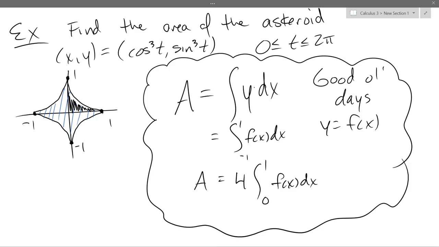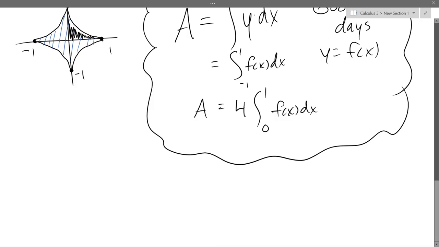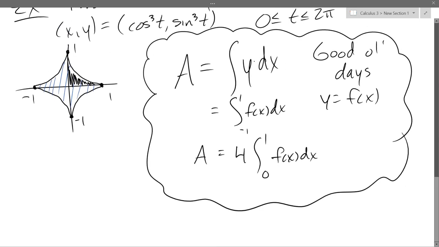So why can I not just go with this? I don't know y as a function of x. You probably could solve for it, but then you're going to have probably inverse trig, cubed, of other trig and all that fun stuff. That doesn't sound very fun to me. So what we're going to do is very carefully rewrite this for the integral of y dx.